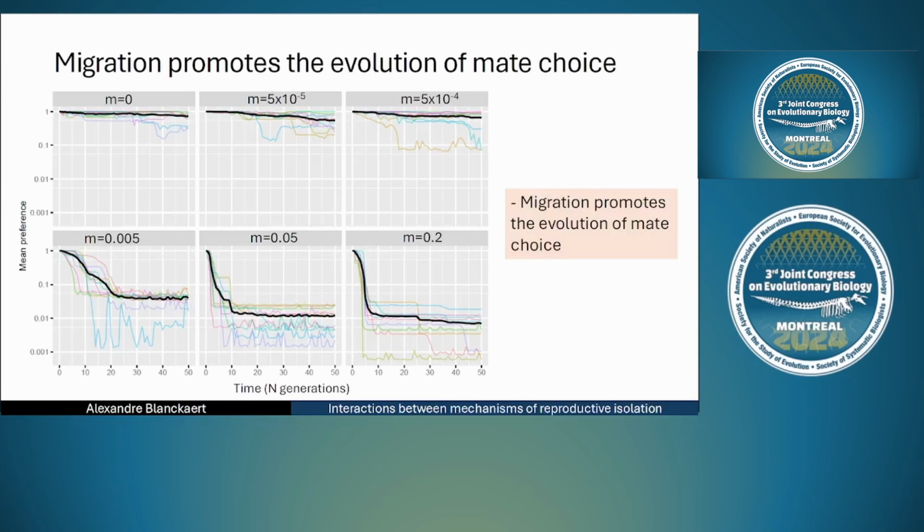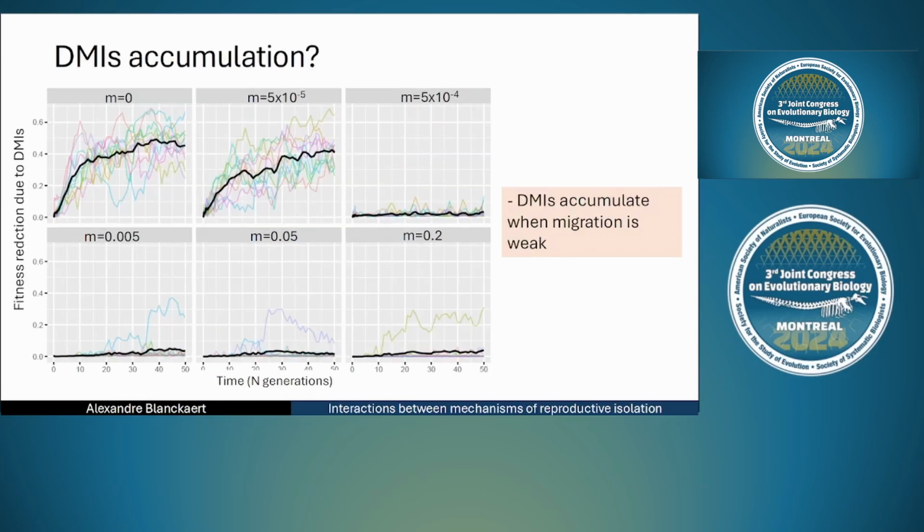Now you can see for m equals 0.2, on the bottom left, this is the plot you have seen before, and now we are reducing migration across each facet. Mate choice can only evolve when there is strong migration. When there is really weak migration, it will not evolve, meaning that migration is promoting the evolution of mate choice. We can do the same for DMIs.